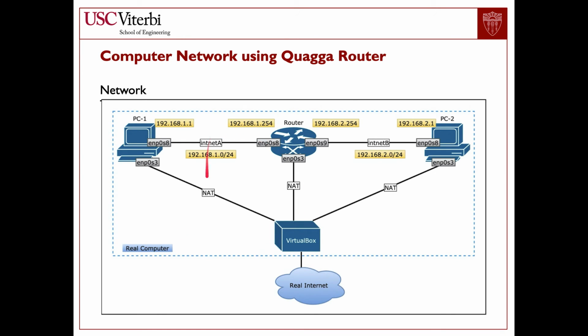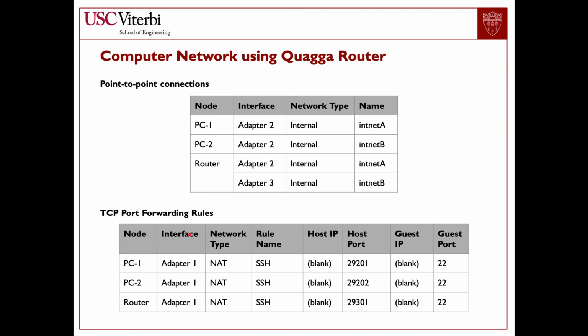The network topology that I'm using for the first case, that is a network using a Quagga router, is PC1, router, PC2, all virtual machines, creating an internal network between PC1 and router, and an internal network between router and PC2, and assigning them static IP addresses for the interfaces on PC1, router, and PC2, as well as on the network. Everything is inside VirtualBox, which is running on my real computer.